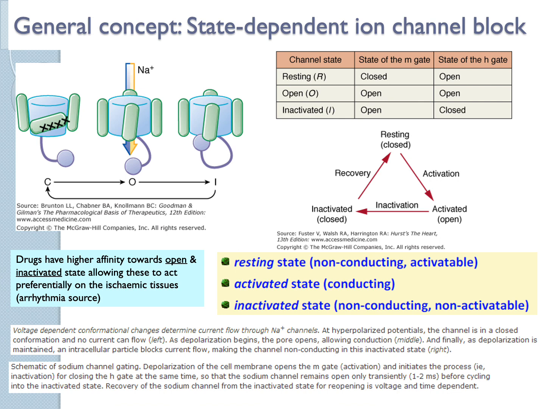So therefore, this is most likely to be the arrhythmia source, which is also the ischemic tissues that we're talking about.